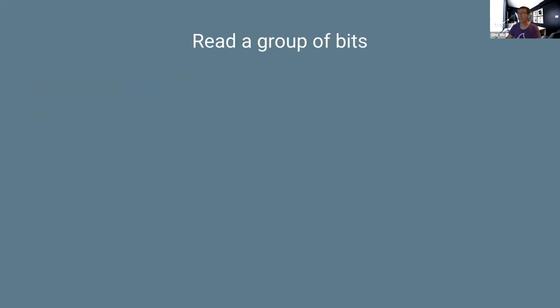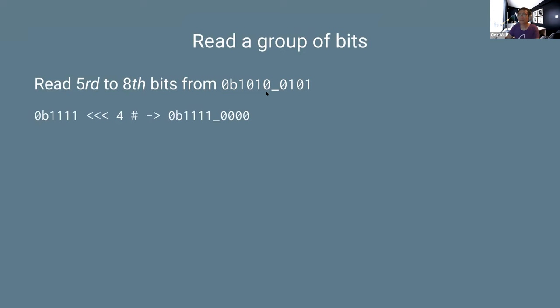We can also read a group of bits. Say, for example, we wanted to read the fifth to the eighth bit from this binary number. That's essentially the top half of this byte. What we do is, again, create a bit mask by shifting binary 1111 to the left by four to get this. And then we perform bitwise AND with the original number.